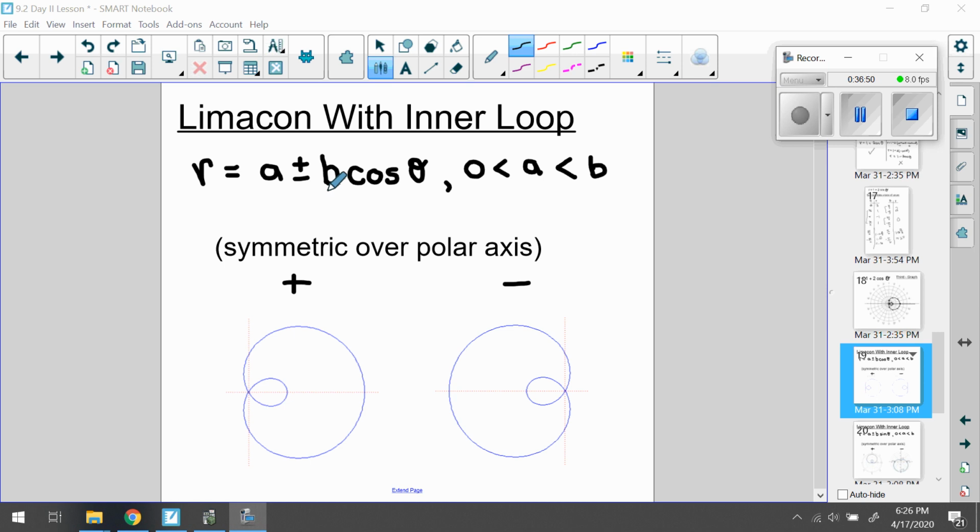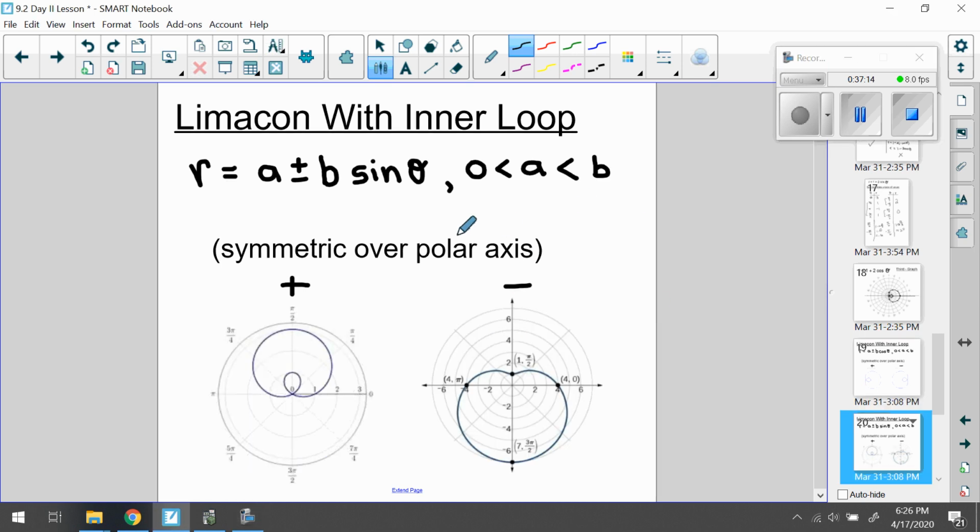And so when we have a cosine theta, just like before, that's going to be symmetric over the polar axis and be above and below that axis. If it's a plus B, it'll be kind of hugging on the right side. And if that B term is minus, then it'll be over here on the left side.